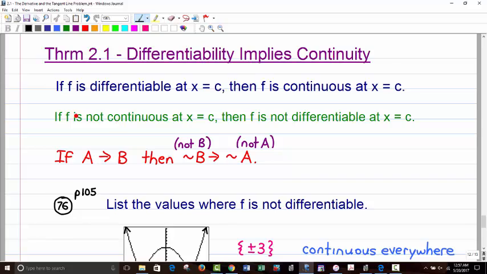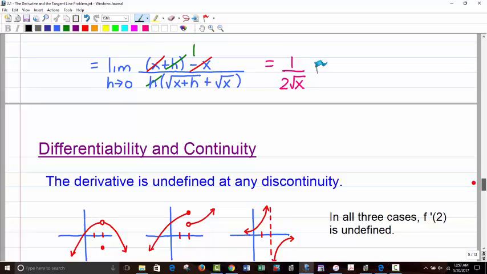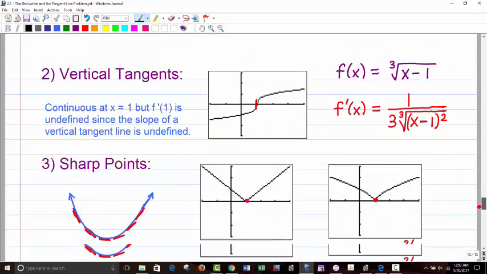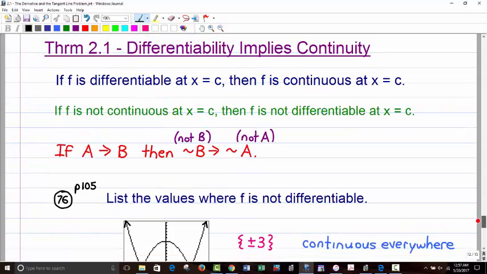However, if the graph is not continuous, which we had right up here, then if you know it's not continuous, then for sure it's not differentiable.